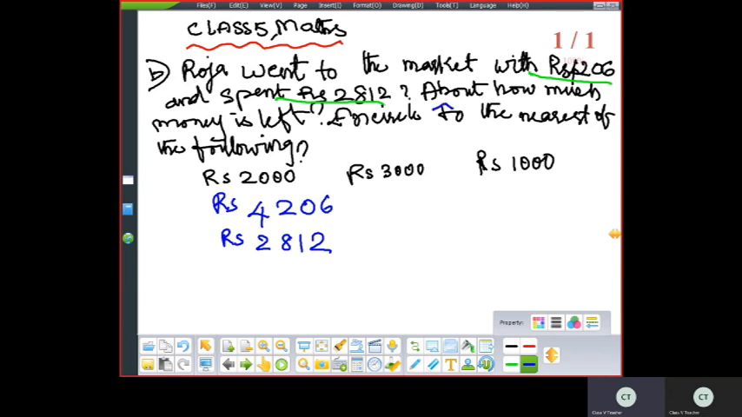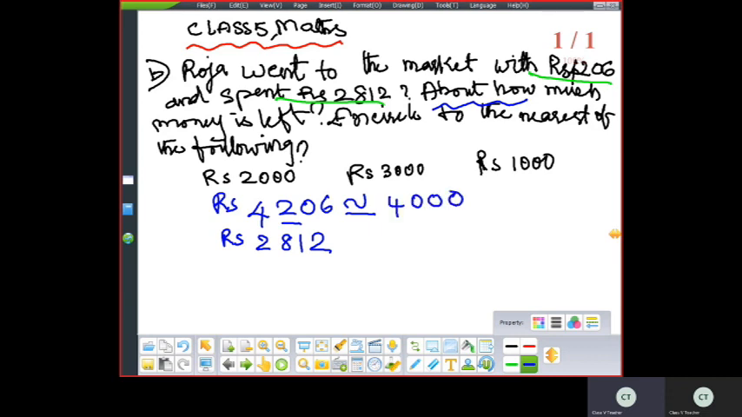Now, about how much means you will find the estimated value. Estimated is the nearest value you have to find. 4,206 is a 4-digit number, so you will find the nearest value to the thousands place. Round off to the nearest 1,000: you check the hundreds place. The hundreds place has 2, and 2 is less than 5. So 4,206 lies between 4,000 and 5,000. Since 2 is less than 5, go to the smaller value, which is 4,000.